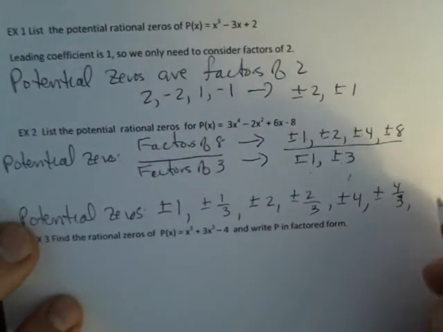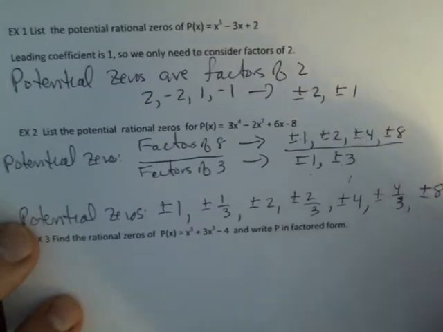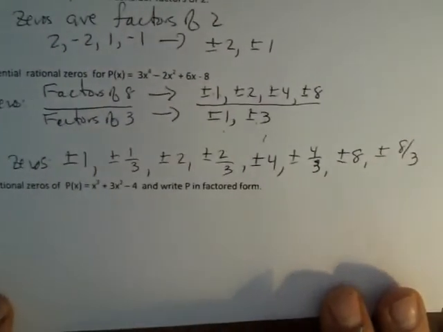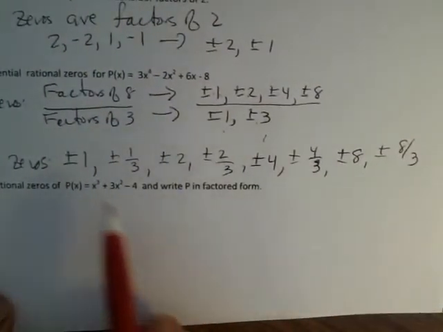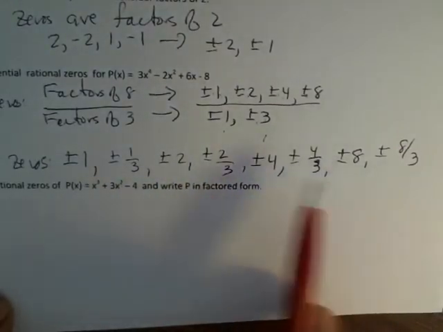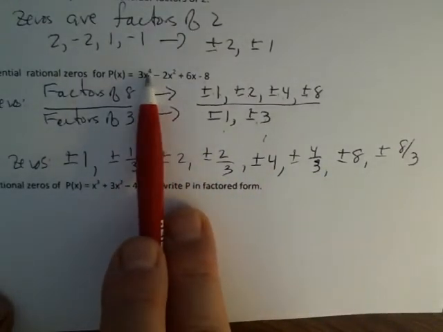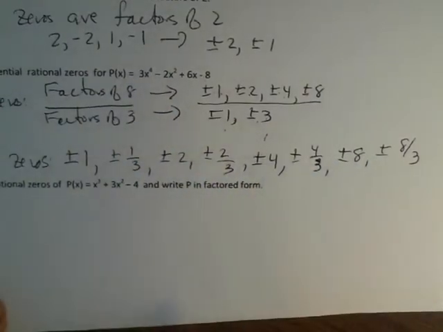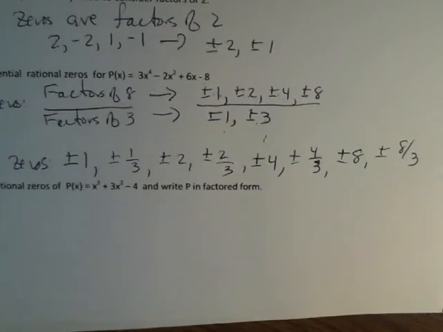Lastly, 8 over 1 is positive 8, plus or minus 8. Then 8 over 3 is plus or minus 8/3. Now, that's a whole lot, I know. These are what's all possible. Not saying that you're probably only going to have at most 4 because of the 4th power, but you have to know what your possibilities are when you're thinking about these combinations.